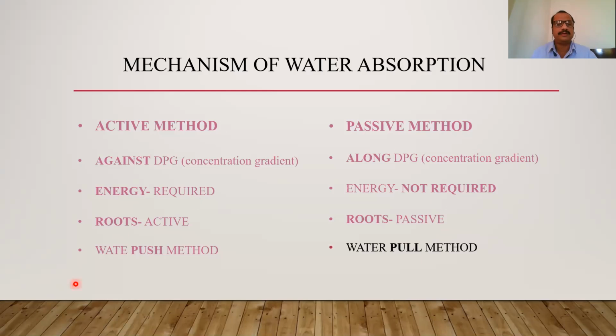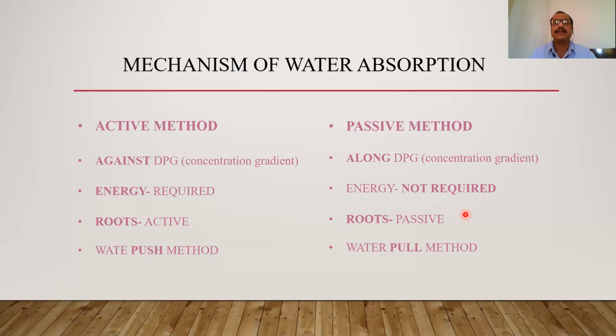As the active method is called water push method, the passive method of water absorption is called water pull method. Water is pulled. How it is pulled, that we'll discuss later. So this is the main difference between active mechanism of water absorption and passive mechanism of water absorption. Active process, passive process. And these processes are studied after studying different theories proposed by different scientists, different botanists, different plant physiologists from time to time. So that we'll discuss later.